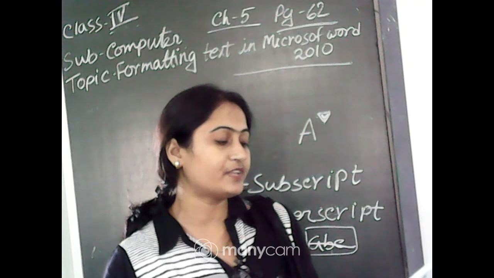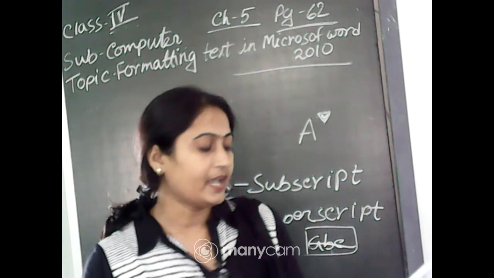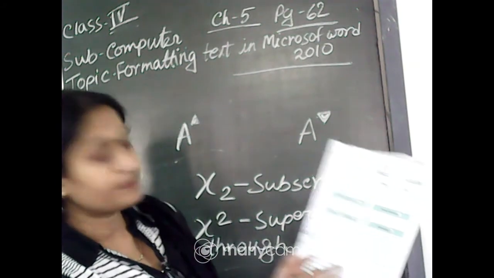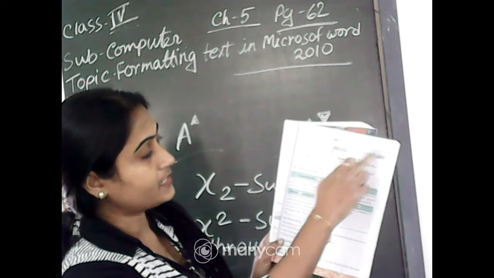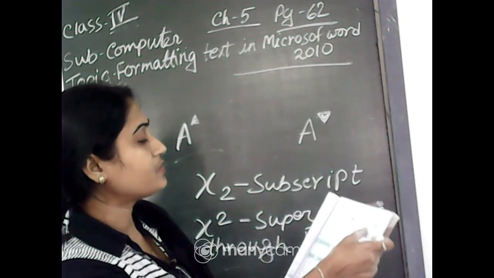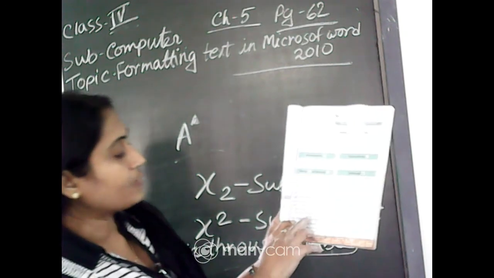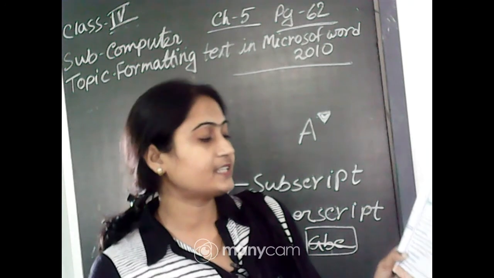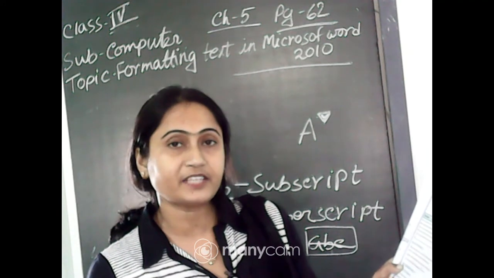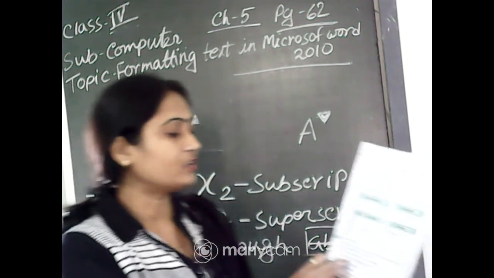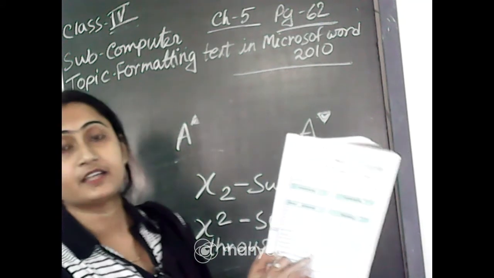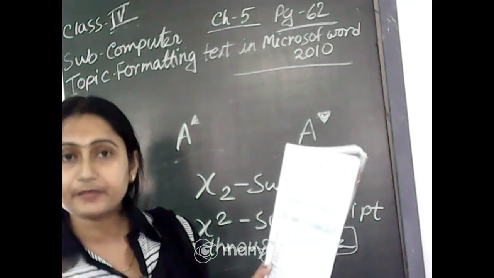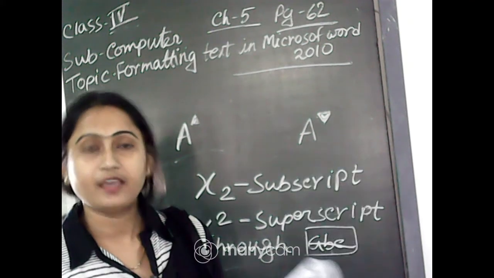Select the text in which you want to clear the formatting and click on the clear all formatting button. This button is over here. Using this button, you can clear all formatting. When you click the clear all formatting button, the formatting will be cleared.